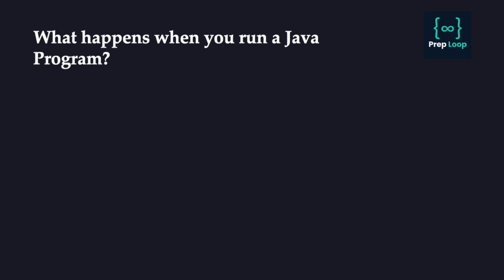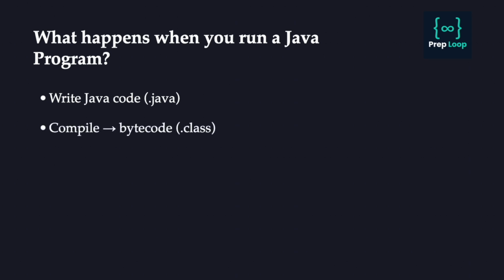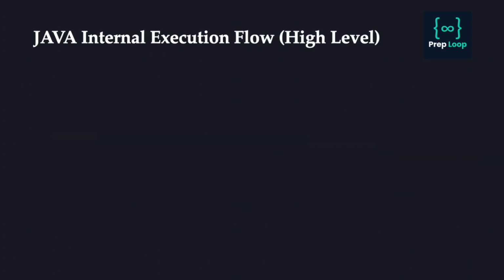Okay. So when you write a Java program, three major things happen behind the scenes. First, you write the Java code and save it as a .java file. Second, this file is compiled by the Java compiler and it generates a .class file. And this class file contains bytecode. Third, this bytecode is executed by the JVM. So let's see a simple internal flow diagram where I can explain it to you in a very simple way.